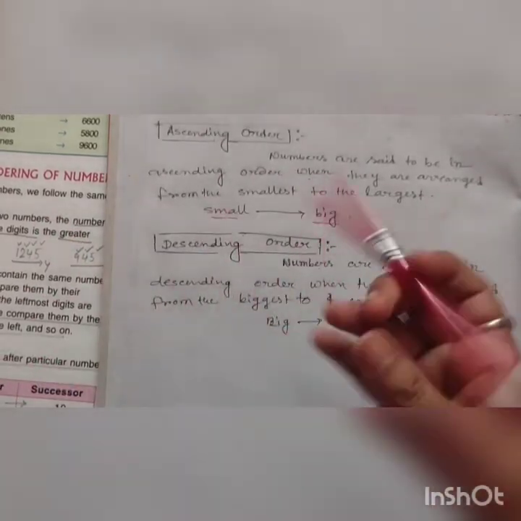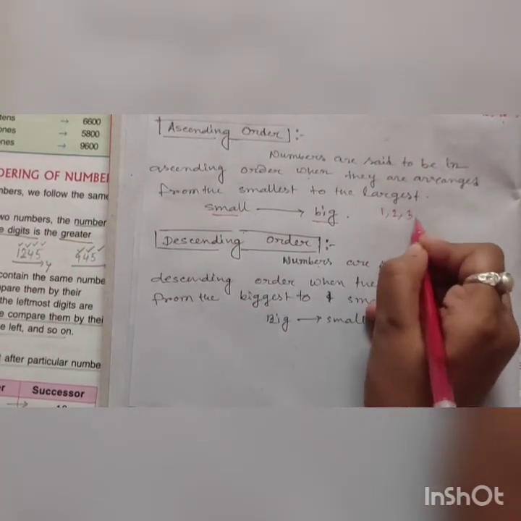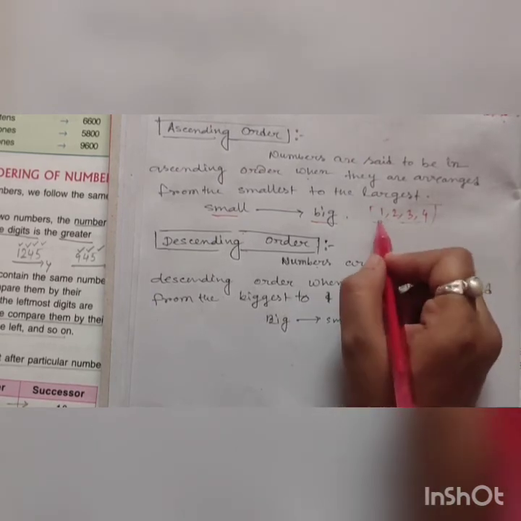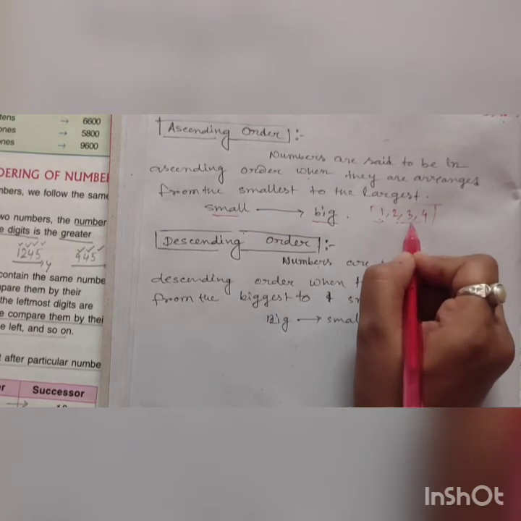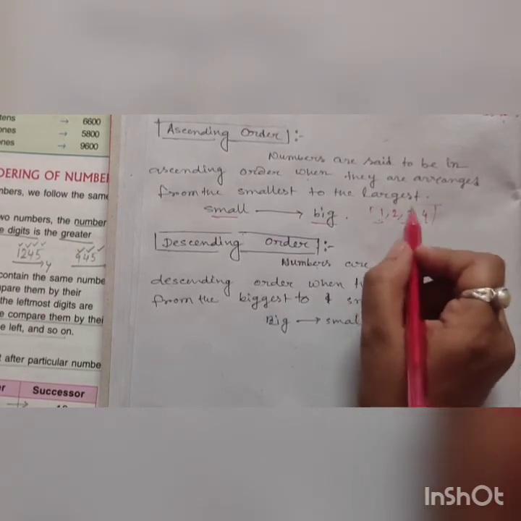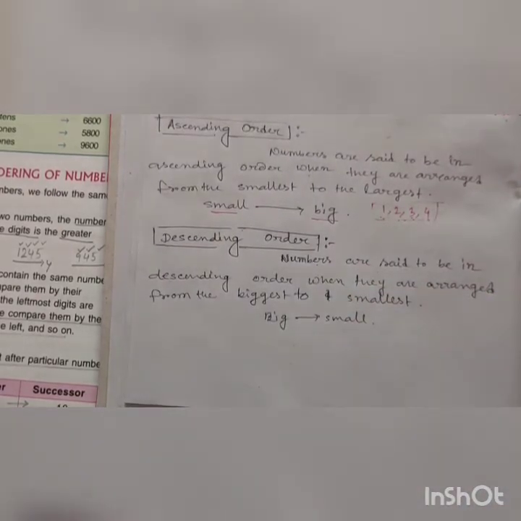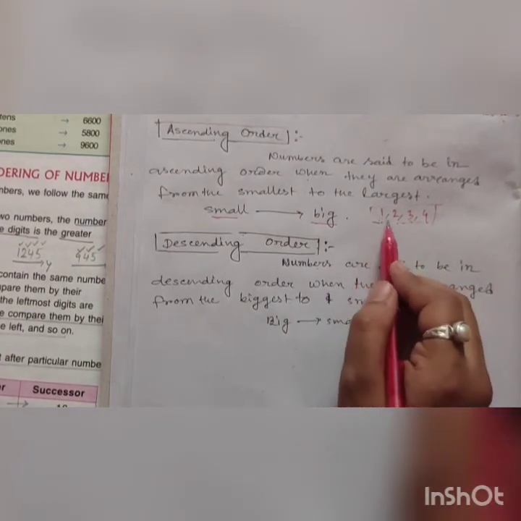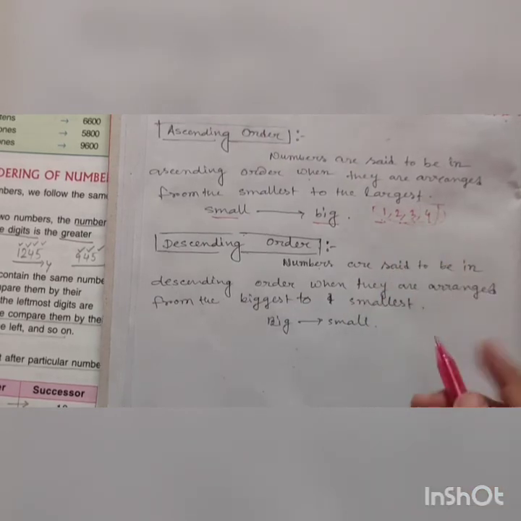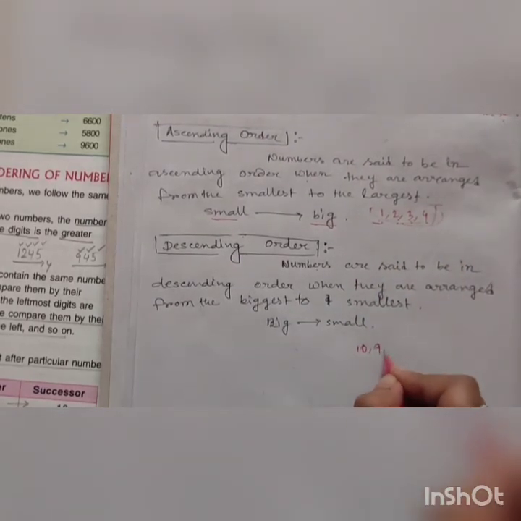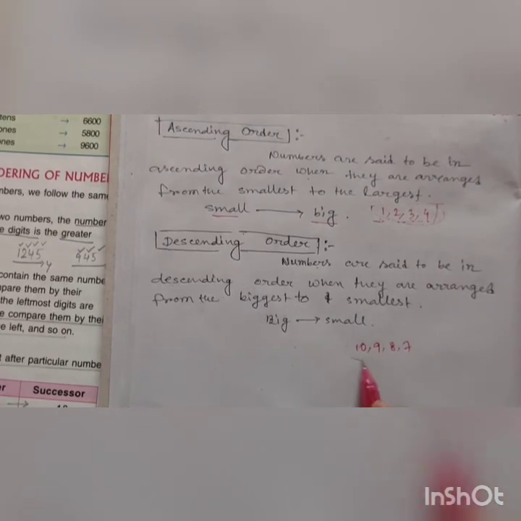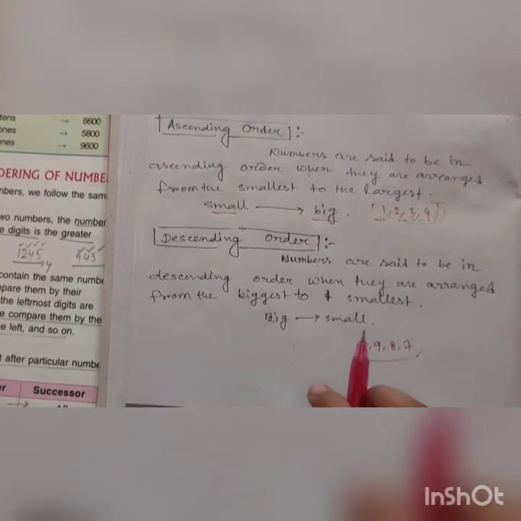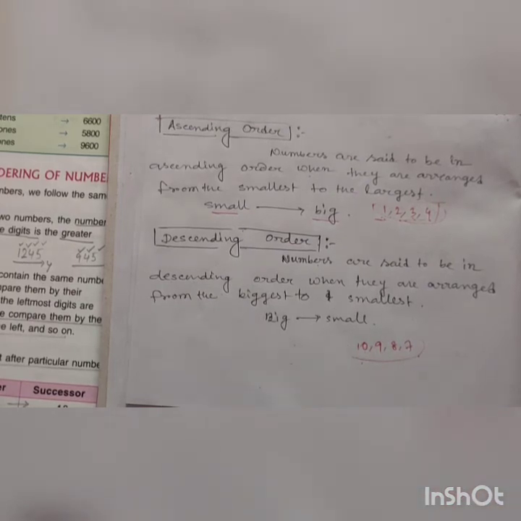So 1 2 3 4, these numbers are arranged from smaller to bigger. 1 is smaller than 2, 2 is smaller than 3, 3 is smaller than 4. So these numbers are arranged from smaller to bigger. So I have told that these numbers are arranged in ascending order. And if I write 10 9 8 7, these numbers are arranged from bigger to smaller. So these are arranged in descending order. Okay, so let's see some examples.